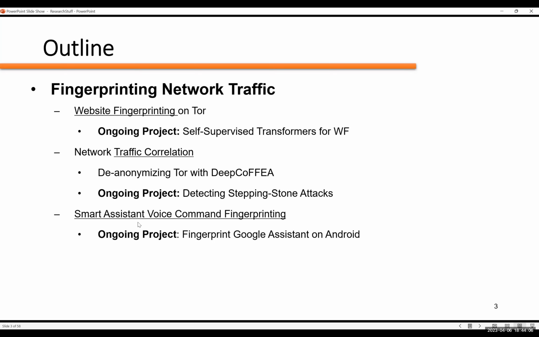And then we will almost certainly not get to this content, but I've done some work with specifically trying to identify voice commands that you send to your smart assistant through the network traffic. It's very much related to the same type of problem of website fingerprinting, but now on smart home systems. I'm pretty sure we will have plenty of content to cover in just those two bullets.